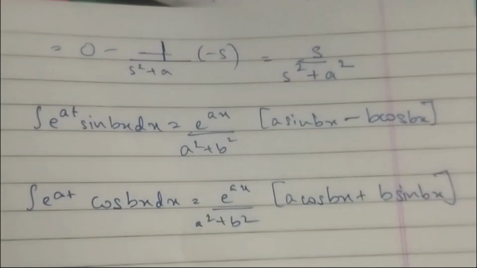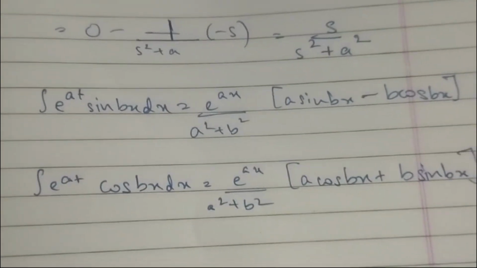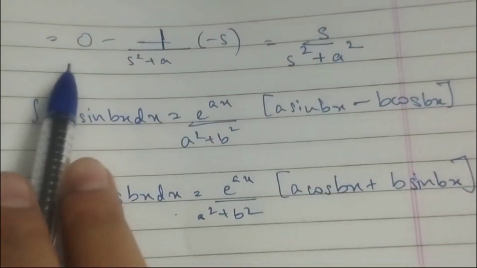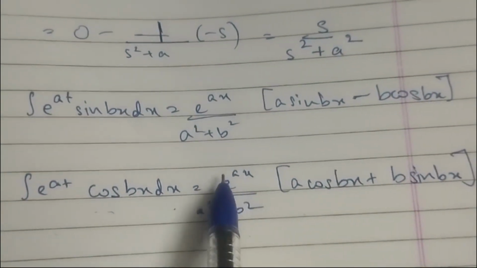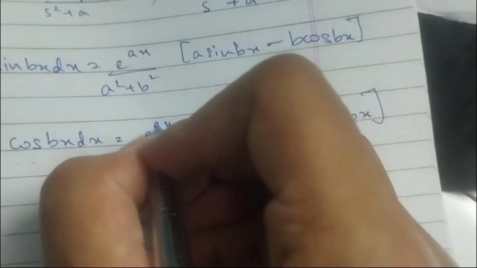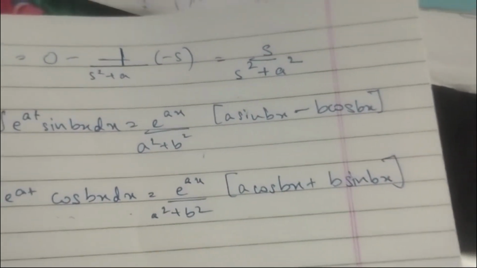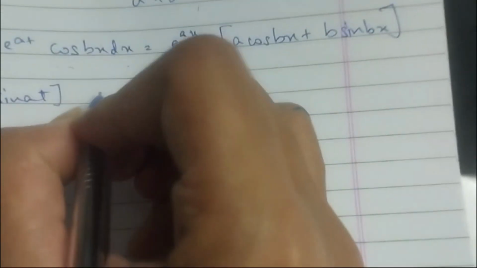So these are the two standard formulas. Using this formula we got the integral for the above expression, and then we just substituted infinity and 0 and we got our Laplace transform. So we can apply the same method and find the Laplace transform of sin at, and the answer will be a by s square plus a square.